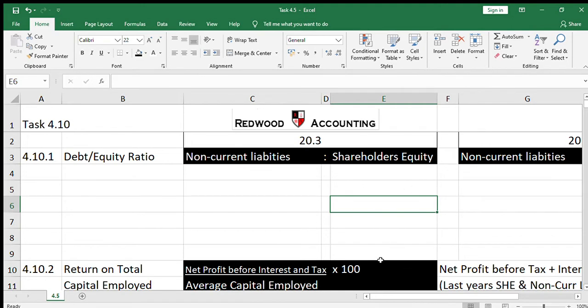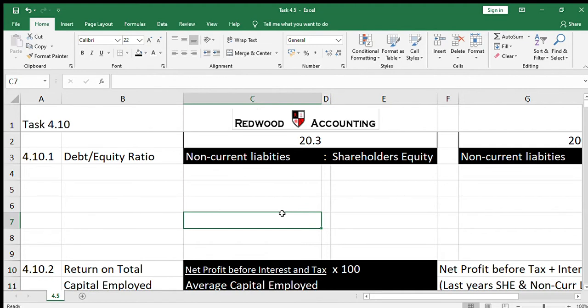Today we're preparing the lesson for task 4.10 from the textbook. The task is on gearing and the return on total capital employed. The debt equity ratio together with the return on total capital employed help you to answer questions on whether a company should take out an additional loan or whether the loan needs to be repaid. Often these questions are phrased with the words risk and gearing in them.